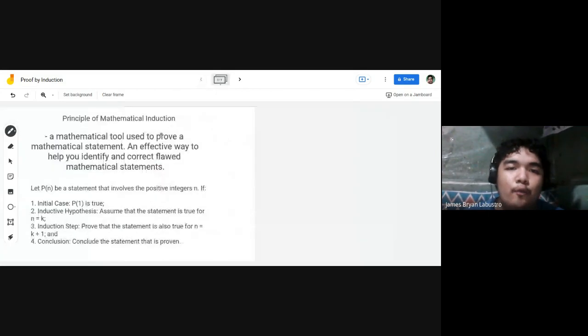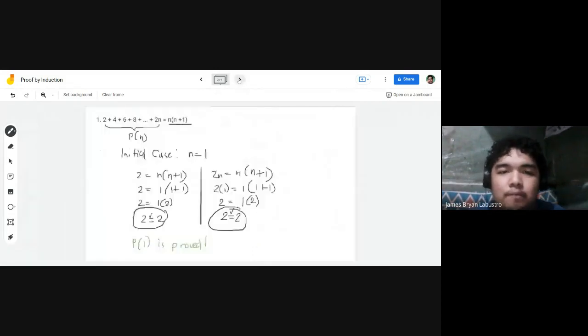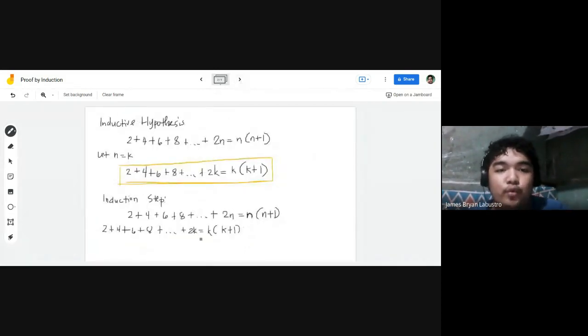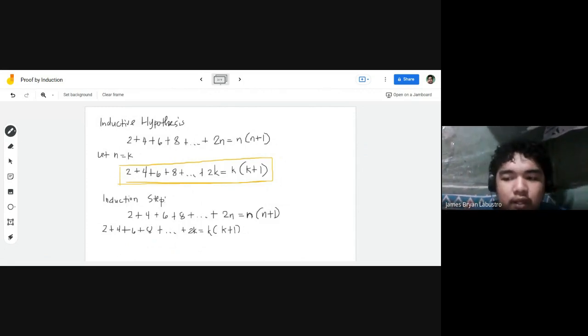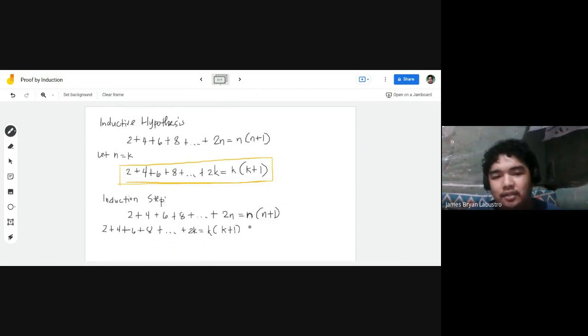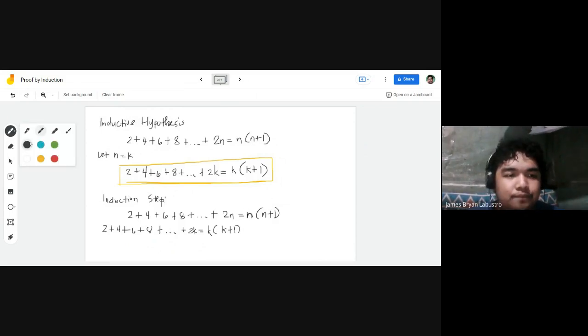Now, where do we insert the induction step, which will prove that n is equal to k plus 1? As you can see, we have 2k here. If we add one, k plus 1, that would come after 2k. But in the right-hand side, we're going to substitute k plus 1, so k becomes k plus 1. So how are we going to do that?